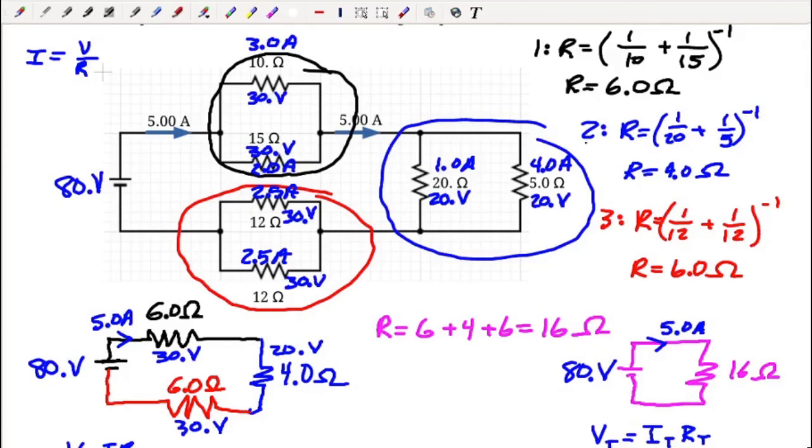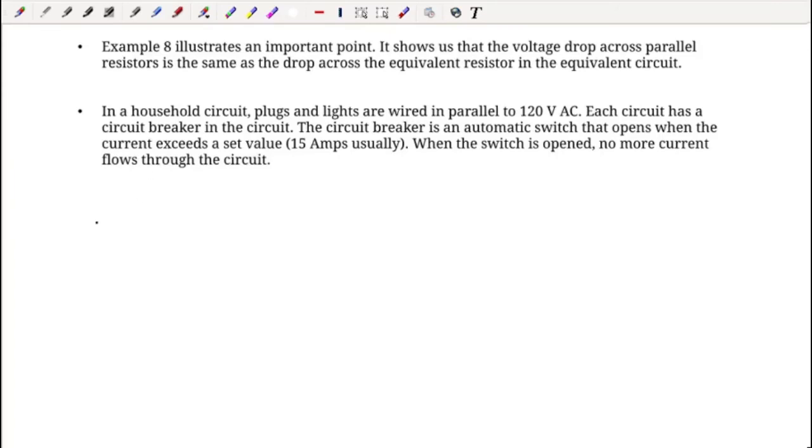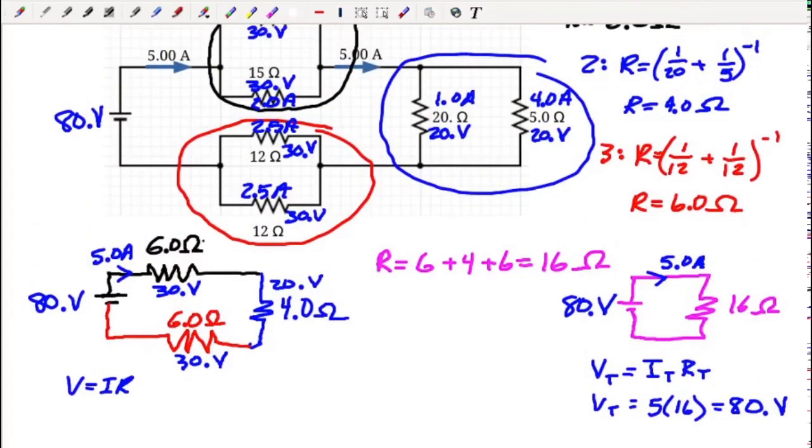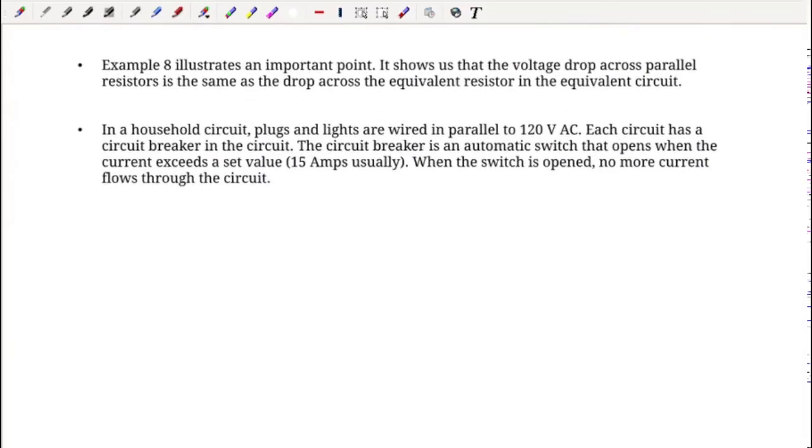So in parallel branches, I can use my parallel rule to find equivalent resistors. And then once I've got those, I can use my rule for series to find, again, an equivalent resistor to replace the ones that I'm working with. So, example number 8 illustrates an important point. It shows us that the voltage drop across parallel resistors is the same as the drop across the equivalent resistor in the equivalent circuit. So we use that rule to say, well, if I have a 30-volt voltage drop here, then I must have 30 volts in each branch of my equivalent parallel circuit. So that's a very handy rule.